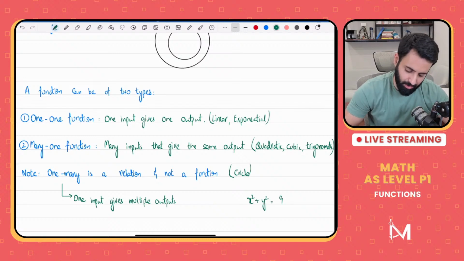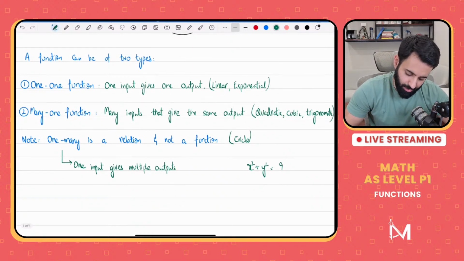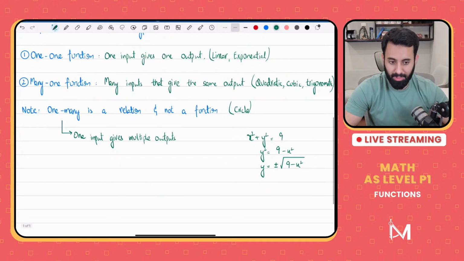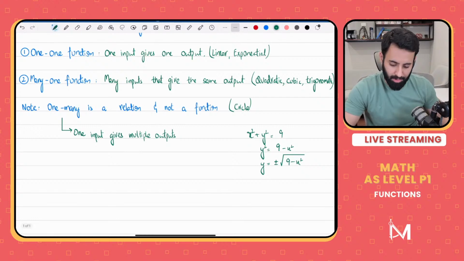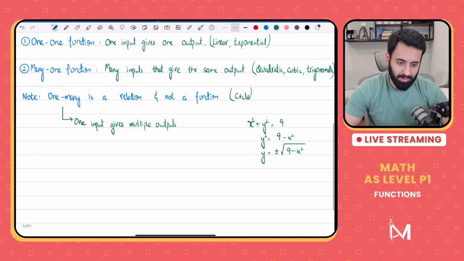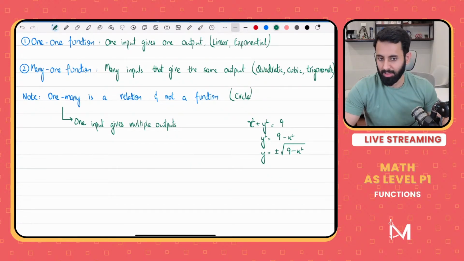Let's say you have x squared plus y squared equals 9. If you make y squared the subject, that's going to be 9 minus x squared. Then if you make y the subject, that's plus minus the square root of 9 minus x squared. So if you plug in a value of x, you will get two different y values because of the plus minus. This is an example of a one-to-many relation. Remember, a one-to-many relation is not a function. Yes, if you take a quadratic function and flip it 90 degrees, that is also correct. That is also an example of something that's not a function.